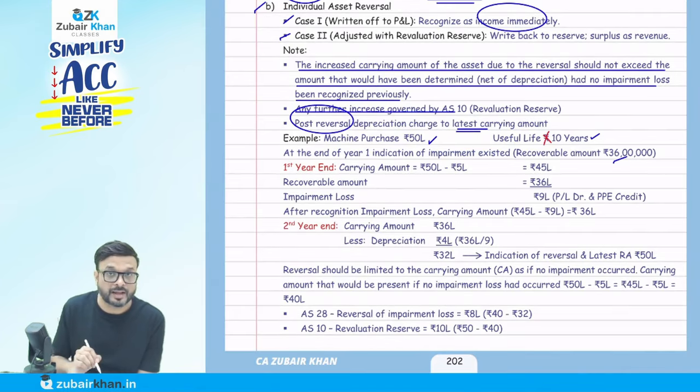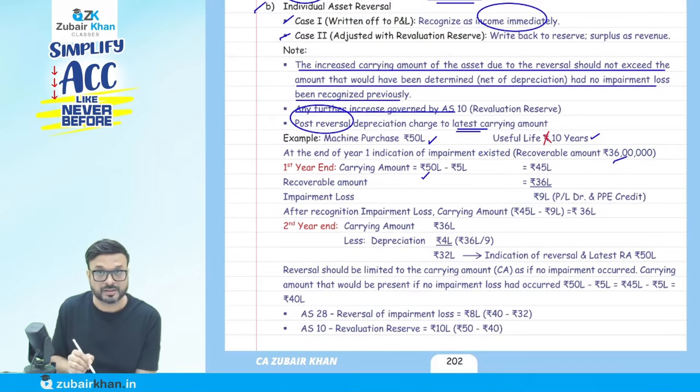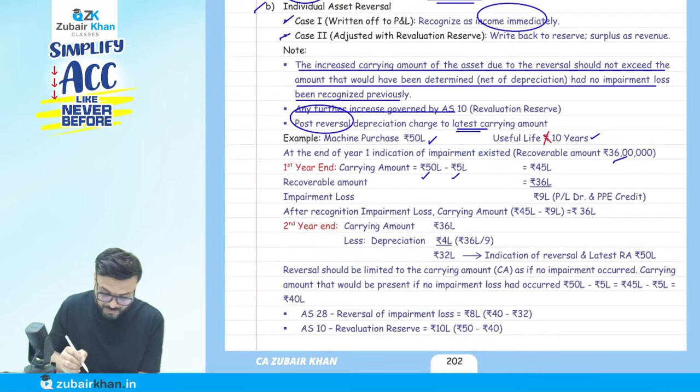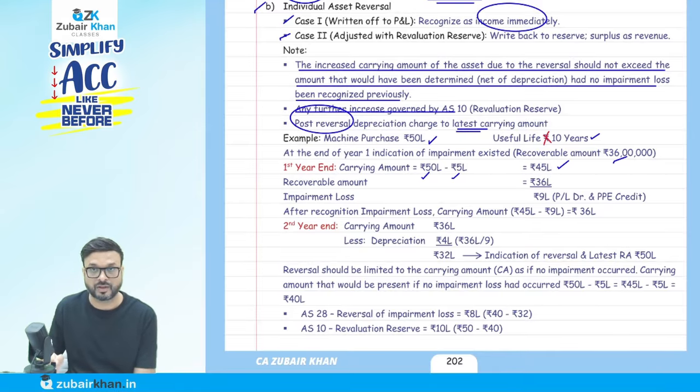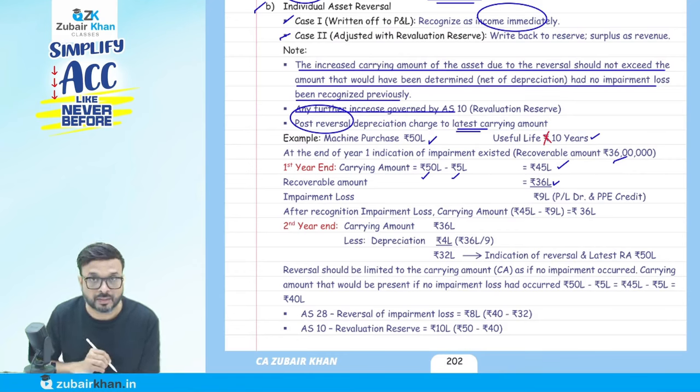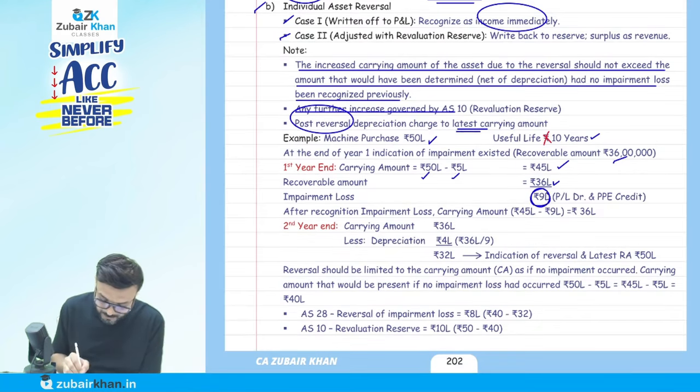So I say, what is the book value? 50 lakh I purchase. The depreciation life is 10 years. So depreciation for 1 year is 5. So 50 minus 5, that is coming how much? 45. What is the recoverable amount? 36. So I will deduct the recoverable amount. So I have an impairment loss of 9 lakhs. So I will pass the entry: impairment loss account debit to PP account.